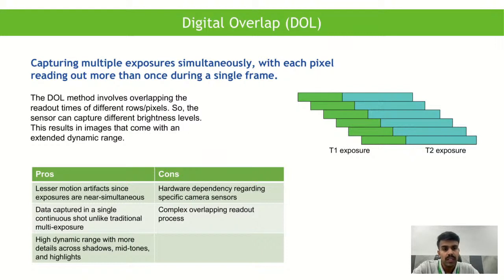Because the difference in time between a T1 exposure and T2 exposure is very short, this helps in reducing a lot of motion blur in the scene. But the challenge with this type of HDR is that this is a specific format. The readout from the sensor is in a specific format, and this has to be understood by the HDR processing algorithm, because the algorithm needs to know how these two images can be stitched together. So the most common way to address this is by using an ISP that supports digital overlap HDR.